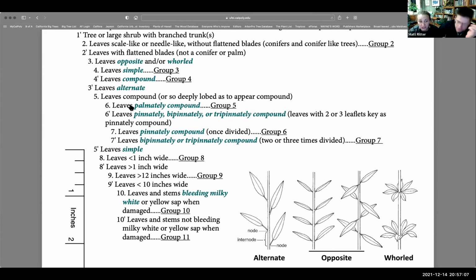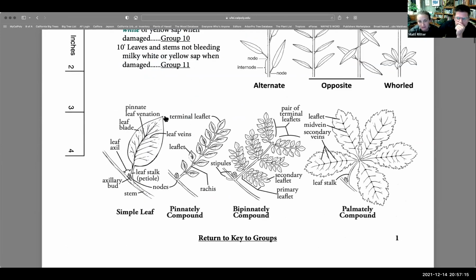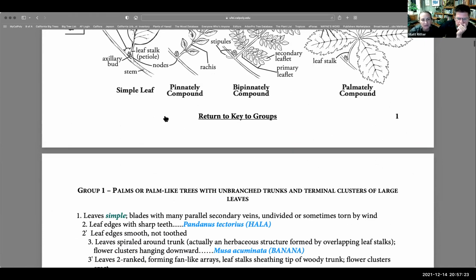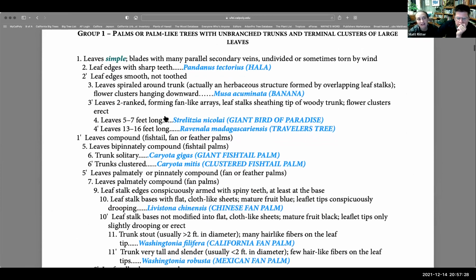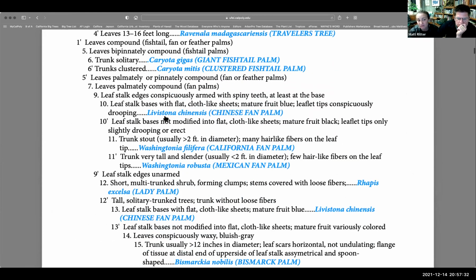We give you a ruler since you need that for measuring, and some images of alternate, opposite, and whorled. Those images of the leaf form, the simple leaves and the compound leaves. Then keep going down further. Well, let's just look at the palm key. Since Anna asked about palms, here is the key to each species of palm.